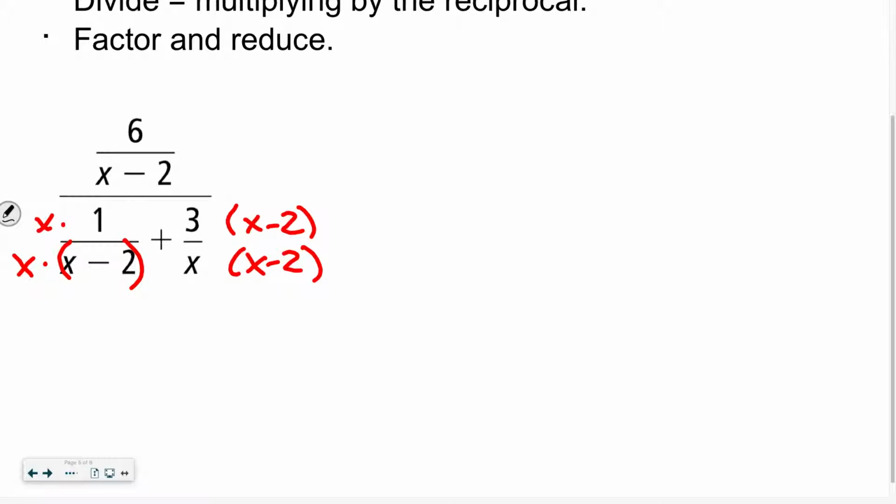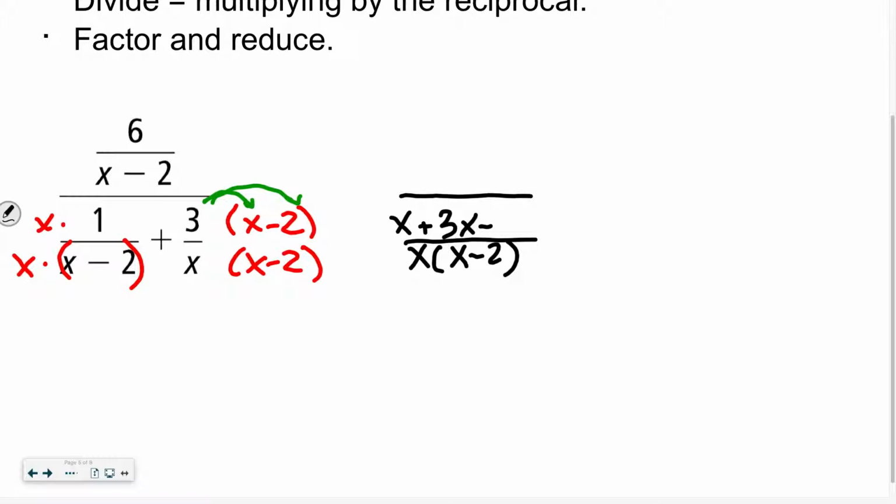Okay, so let's see. My new denominator then is x times x minus 2. In the numerator, I have x on the first one. For the second, I've got to distribute that 3, so that's really plus 3x minus 6. And then I could clean that up a little bit. What is that? 4x minus 6 over x times x minus 2. I just combined my like terms right there.